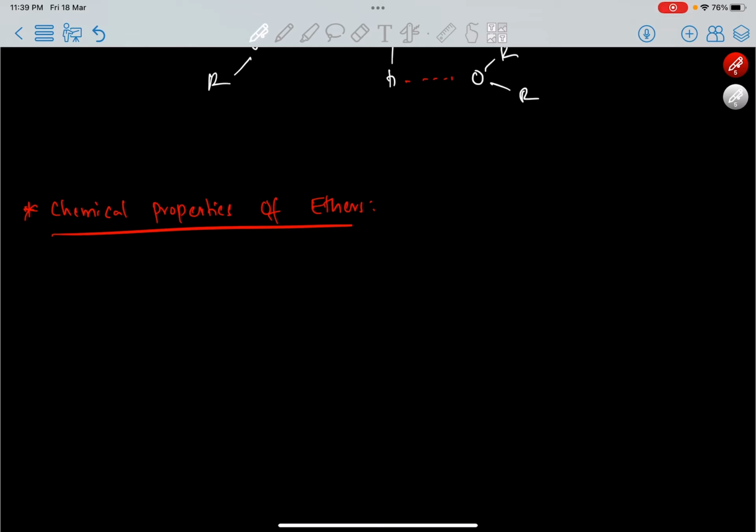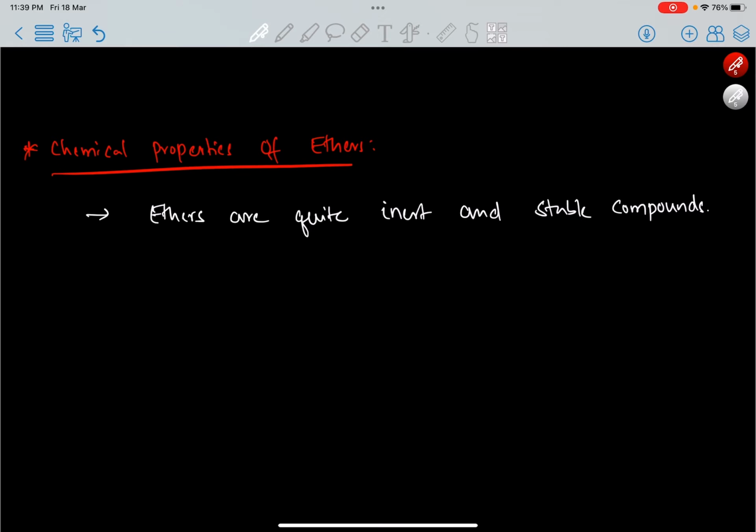Before starting, please remember that ethers are quite stable. Their reactivity is very low when compared to other functional groups like alcohol. So here we can write, ethers are quite inert and stable compounds. They require drastic conditions or some special conditions to make them react. Some reactions are possible, so let us study them.